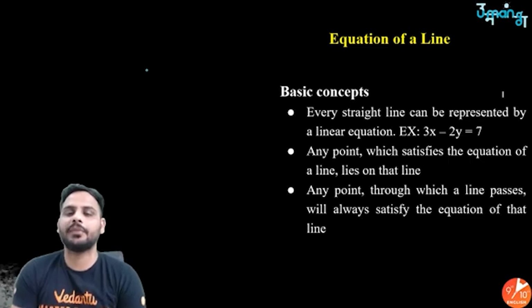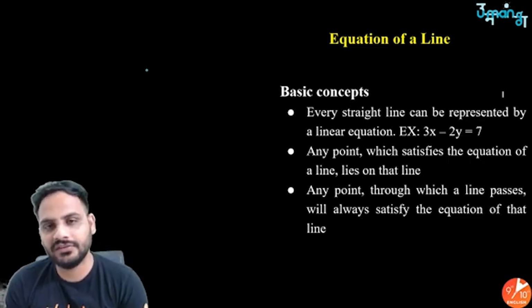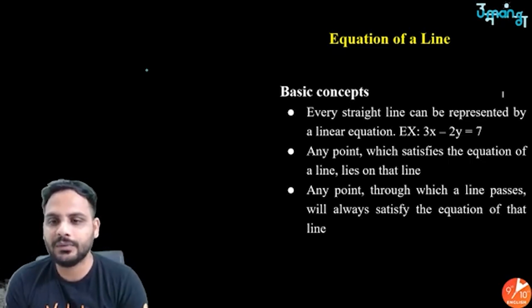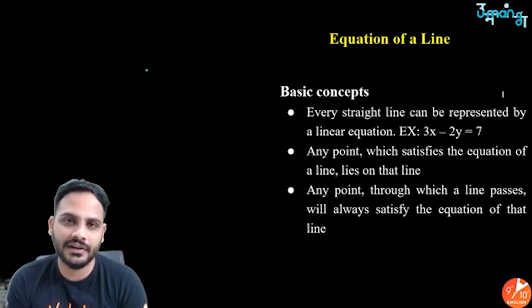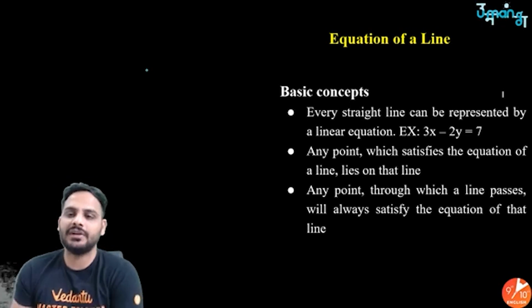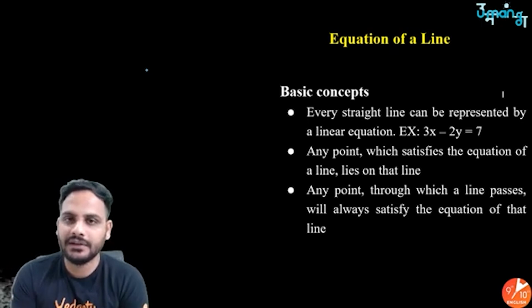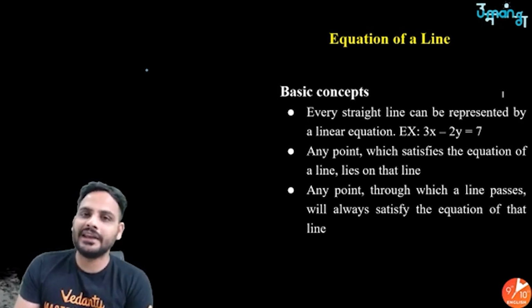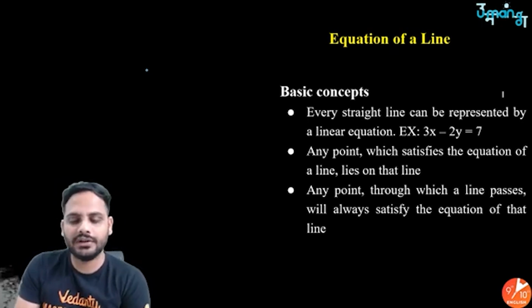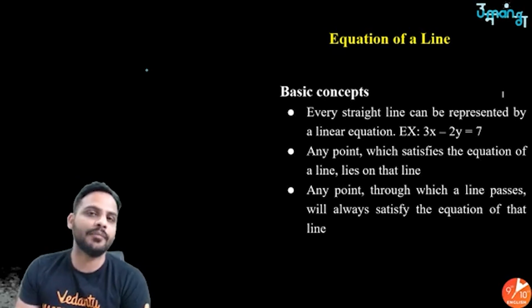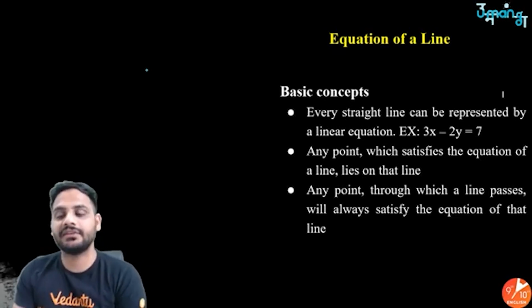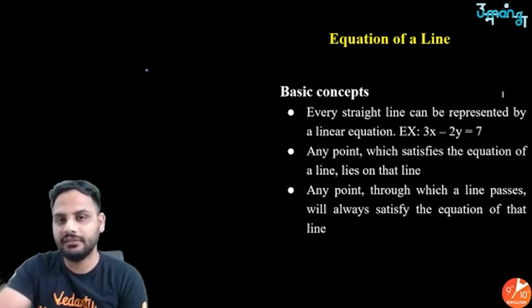Equation of a line. Now look beta, the basics of the equation of a line you already remember: a linear equation in two variables represents a straight line. Linear equation in two variables represents a straight line, right? So I know that any point which is present on the line, or any values of x and y which satisfy the given equation.